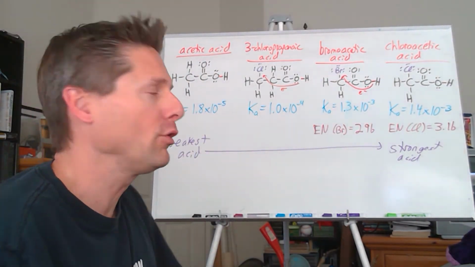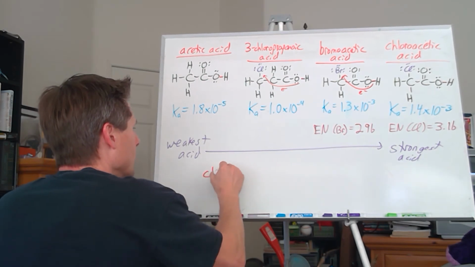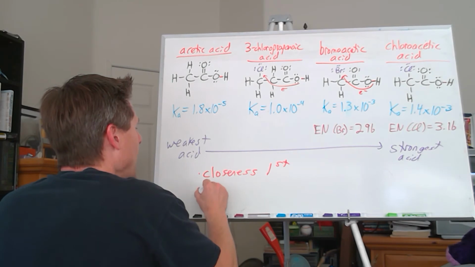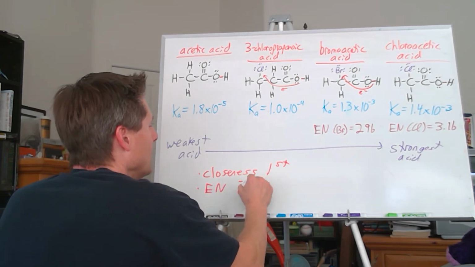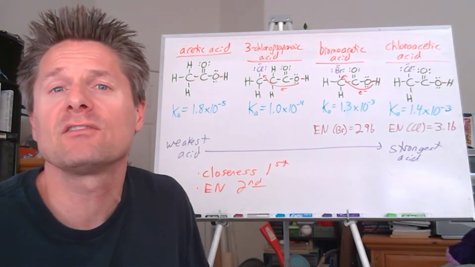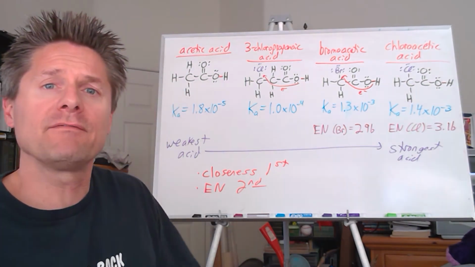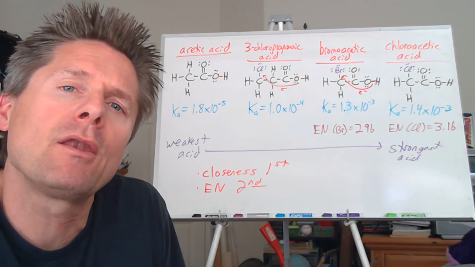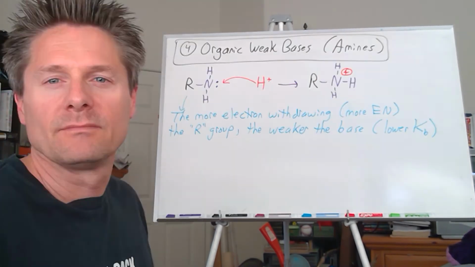So look for closeness first, and then look at the electronegativity second. So if they're the same distance away, look at electronegativity. If not, look at how far away they are. Pretty straightforward. Let's do about 1 minute on organic bases and we're done.